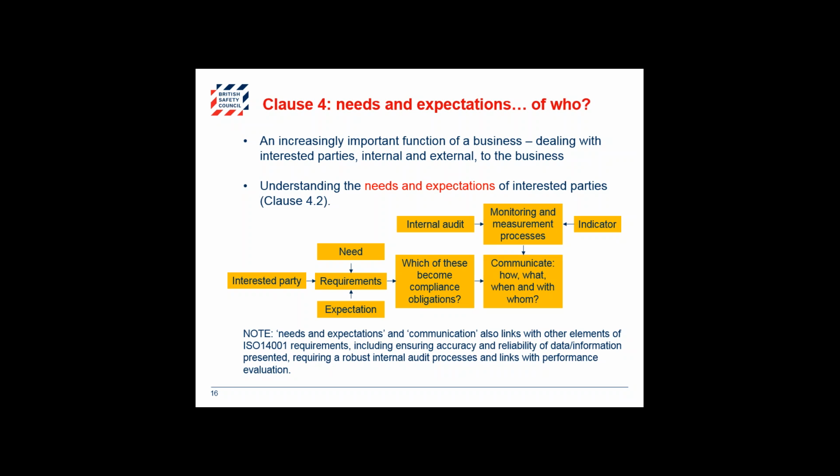And there are links as well to performance evaluation, choosing suitable environmental performance indicators for that external communication. So whilst 4.2 in itself is, I would say, relatively straightforward in terms of identifying the needs and expectations, I think we need to appreciate that there are going to be links across other parts of the environmental management system that need to be taken into account. So whereas before perhaps we developed our EMS from a linear perspective, I think in the future we just need to be aware that there are cross-links with other parts of the environmental management system standard.